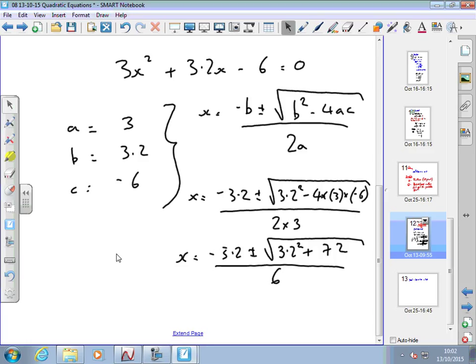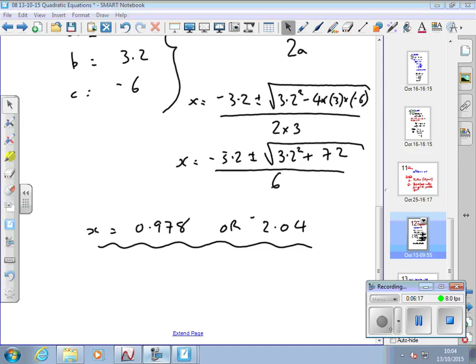Then I'd reach for the calculator, and I'd use the fraction button, and I'd put that on top, negative 3.2 plus. I can't put plus or minus, so I put the plus in first, square root of this lot, over 6. See what that is, and then I'd go back and change the plus for a minus in front of the square root sign to get the other solution. So try doing that in one hit on the calculator and get the two values for x. So x equals 0.978 or negative 2.04, presumably to three significant figures.